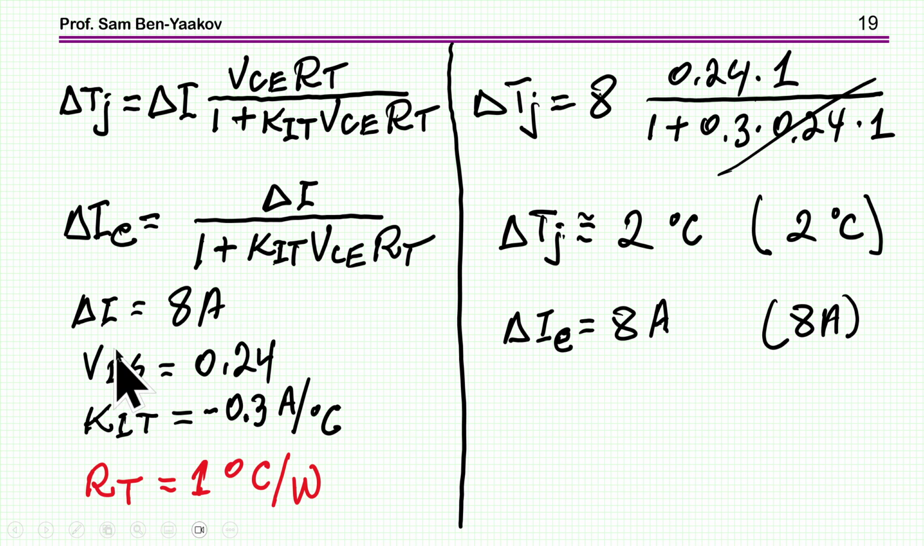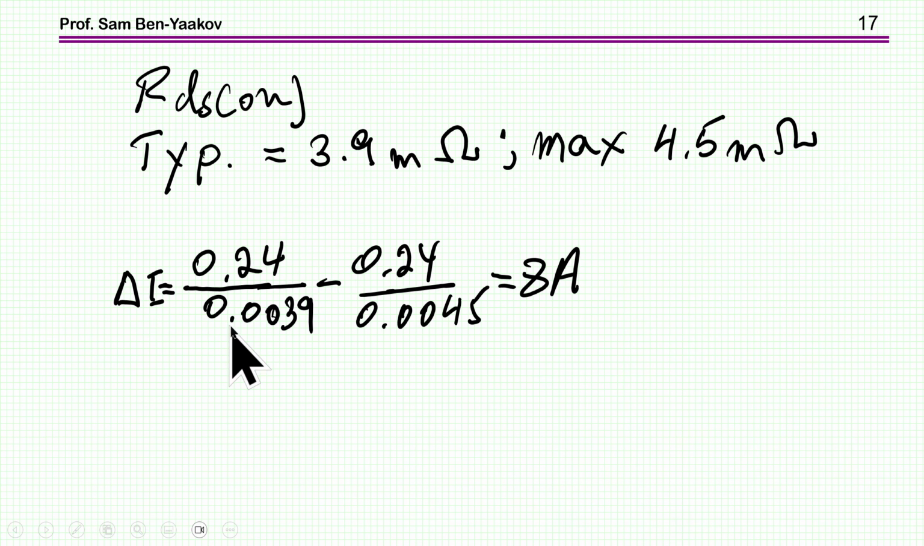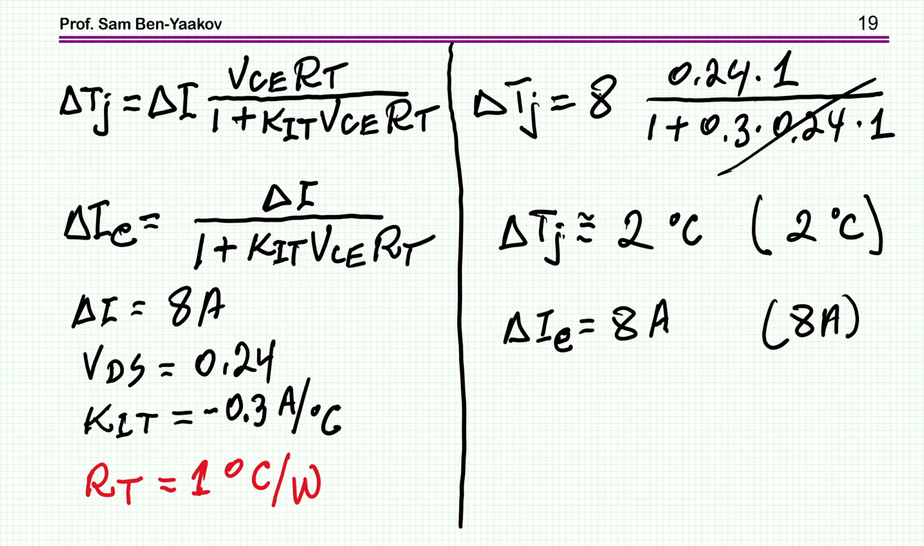Now we found that delta I is 8 amp. This is from here. We're assuming that we are operating at 0.24, this should be volts. Now, this coefficient between the current deviation and temperature is minus 0.3 amp per degree centigrade. I'm assuming again the thermal resistance of 1 ohm. Plugging it in, I get that the expected change after feedback of the temperature is 2 degrees because it's only 8 ohm, so it's 2 degrees.